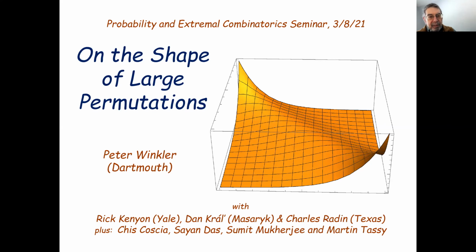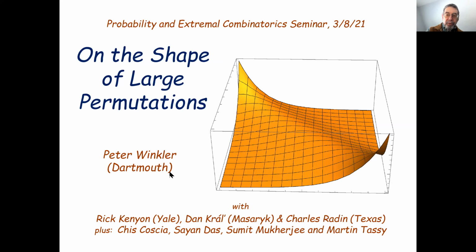I'd like to talk about large permutations and work that began at ICERM at Brown University with Rick Kenyon, Kráľ and Charles Radin. And some is continuing with the current research group that I'm part of, which consists of Sumit Mukherjee, who's a former student of Percy Diaconis's, and his student Sayan Das, and Rick Kenyon's former student Martin Tassy, and my former student Chris Coscia.